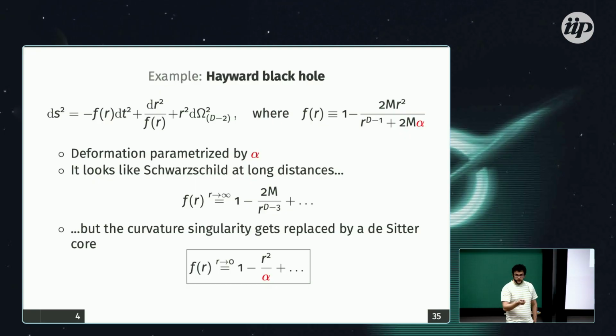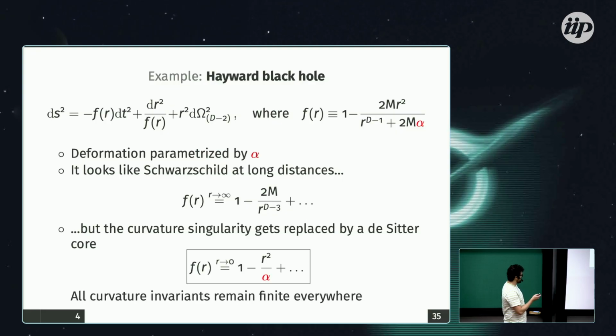And there's no singularity. The singularity is gone. So this is perhaps the simplest possible modification of Schwarzschild that leads to a regular black hole. So, yes, this is what I just said.